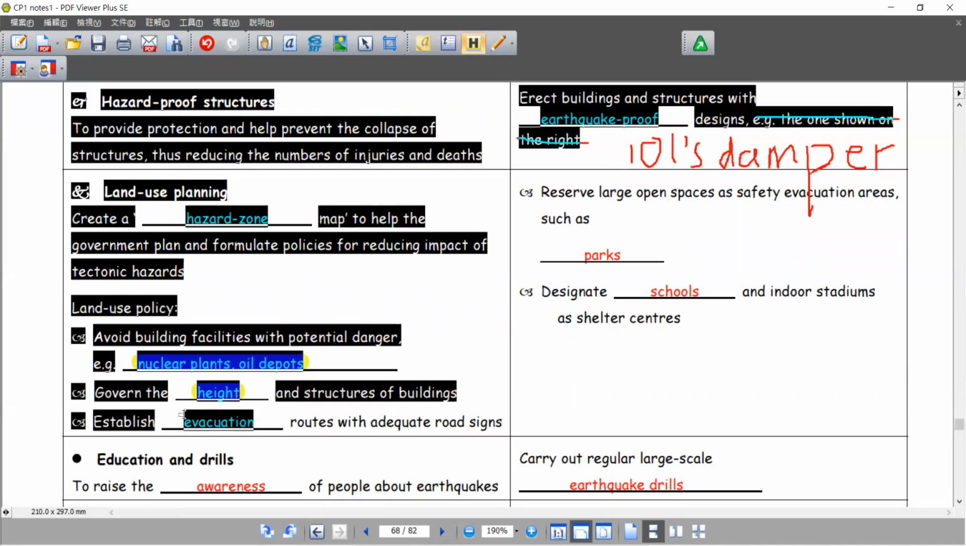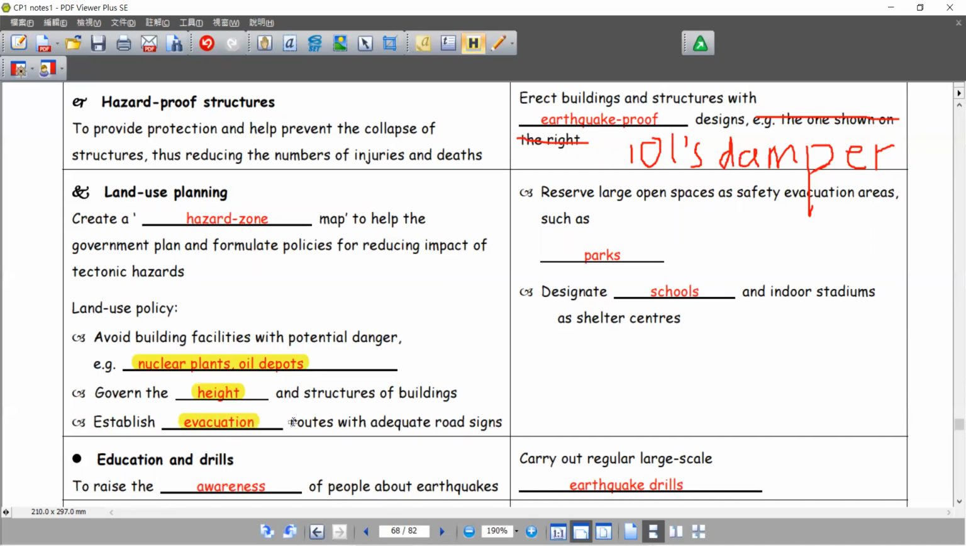Okay, and also when you go to Japan, you can see a lot of evacuation routes in the MTR stations, metro stations, and so on and so forth. And also when you go to Osaka Castle Park and Nagoya Castle Park, you can find a lot of parks, and inside the park you can find a lot of evacuation routes as well.